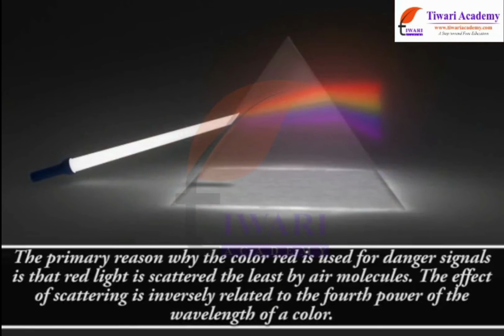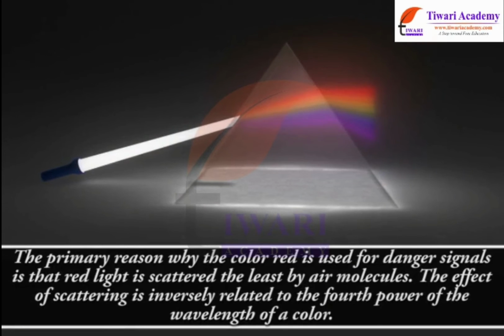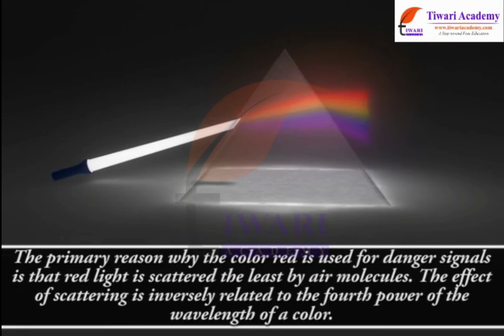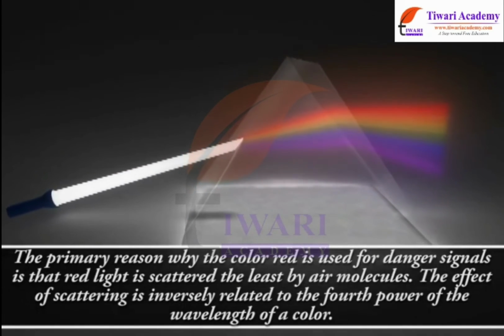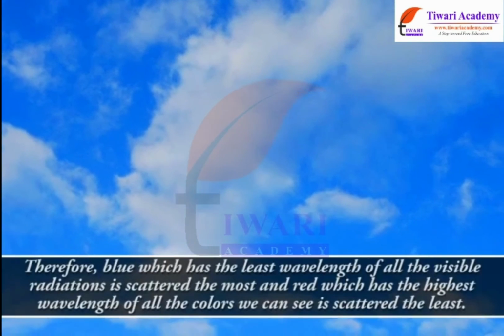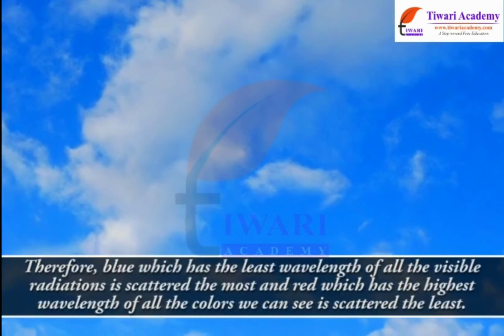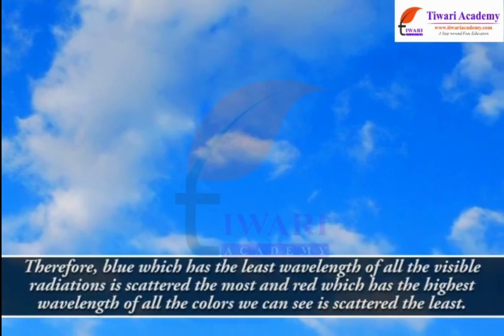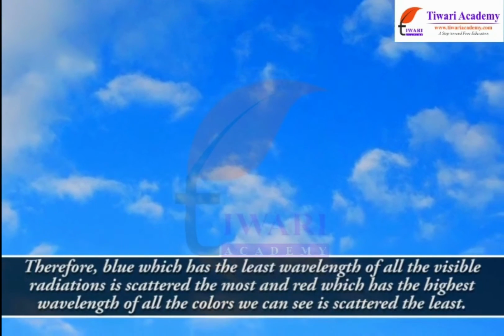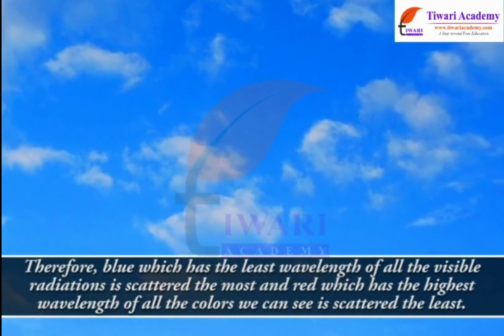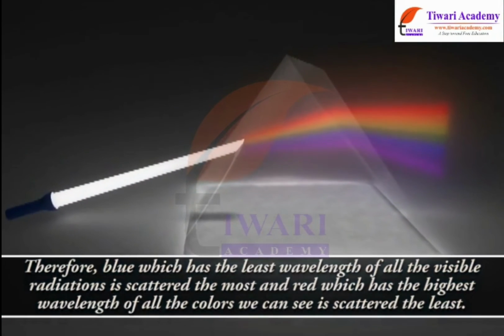The primary reason why the color red is used for danger signals is that red light is scattered the least by air molecules. The effect of scattering is inversely related to the fourth power of the wavelength of a color. Therefore, blue, which has the least wavelength of all the visible radiations, is scattered the most, and red, which has the highest wavelength of all the colors we can see, is scattered the least.